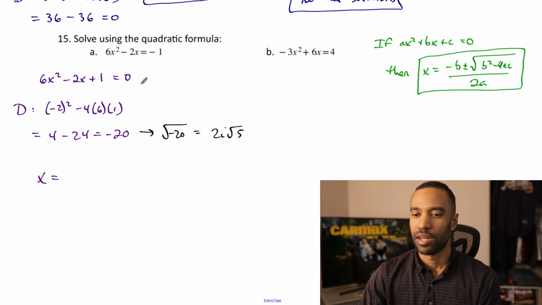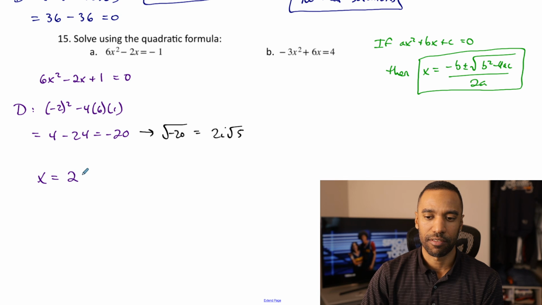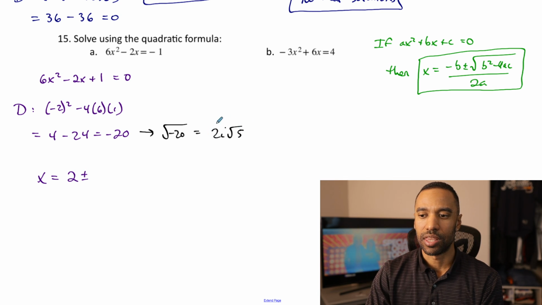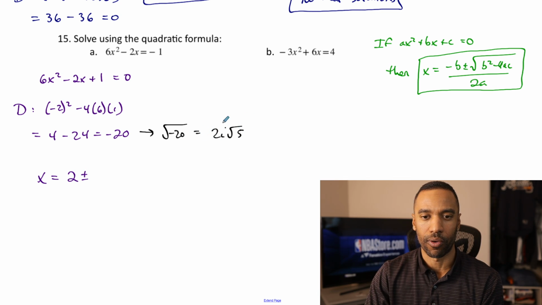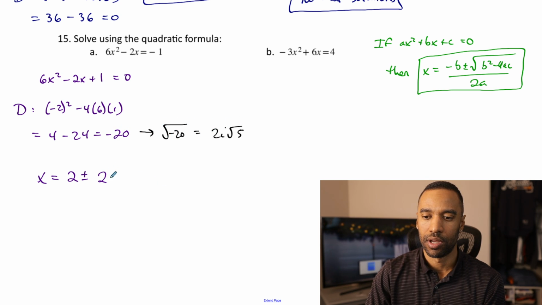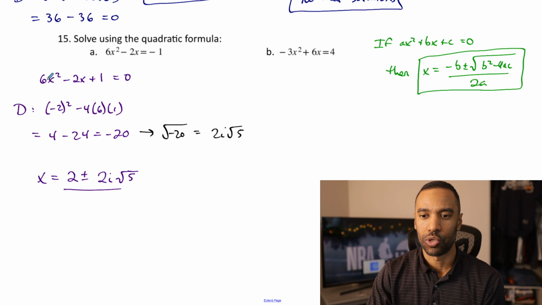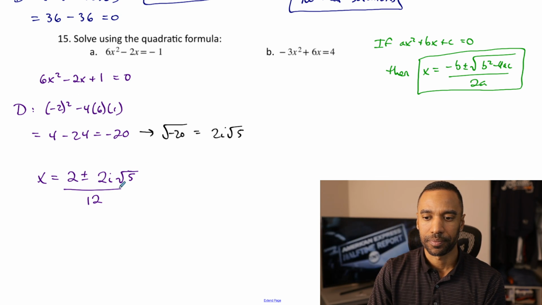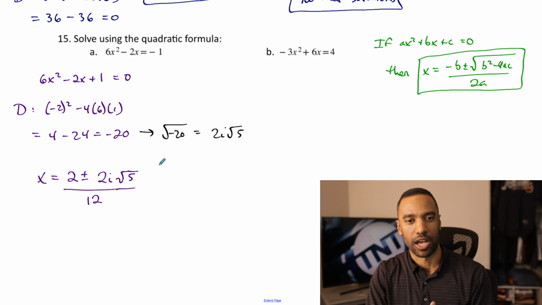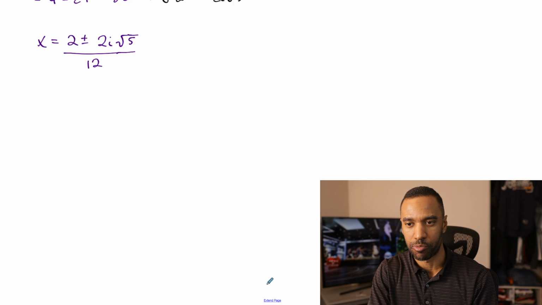X equals negative b, opposite of negative 2 is 2, plus or minus, this is the square root of b squared minus 4ac, right? And we simplified its square root. So the square root of b squared minus 4ac all over 2a. 2 times 6 is 12. I'm trying to write as little as possible for the quadratic formula to save myself space and time.